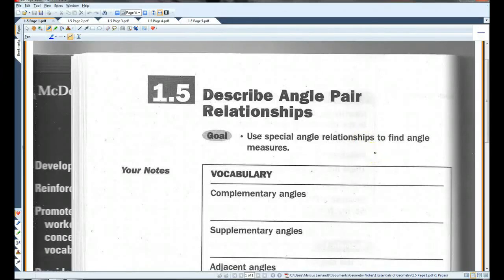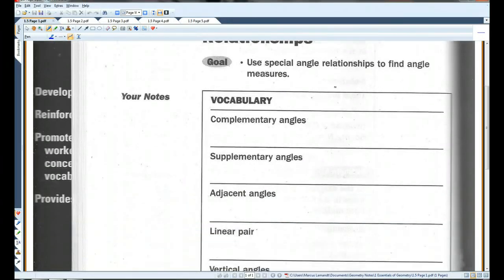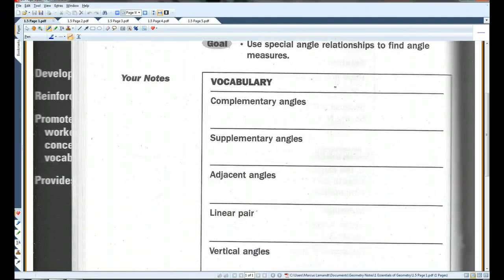Alright, here we go. 1.5. Describe angle pair relationships. Okay, a couple of vocab terms to start. Complementary angles. Complementary angles are angles that add up to 90 degrees.